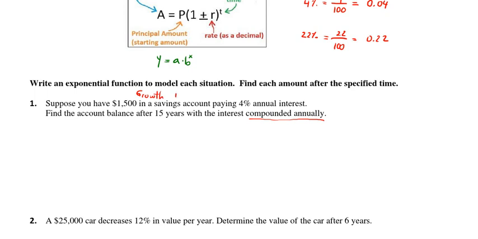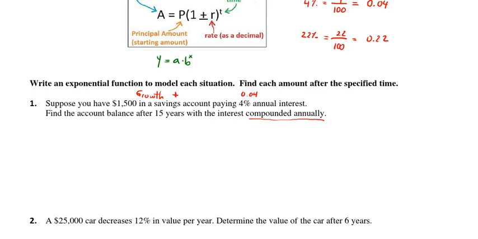Therefore, we will use the plus inside the parentheses. The rate is going to be 4%. We know that that is 0.04 because we did that up here. And we want to find the amount in the account, that's the balance, how much money you have after 15 years with the interest compounded annually.